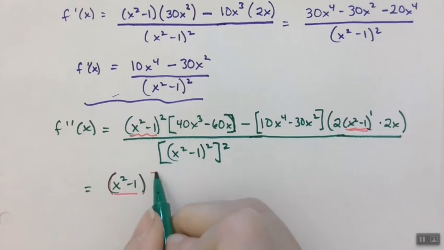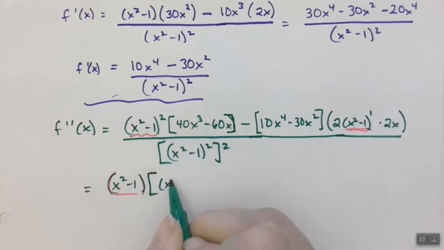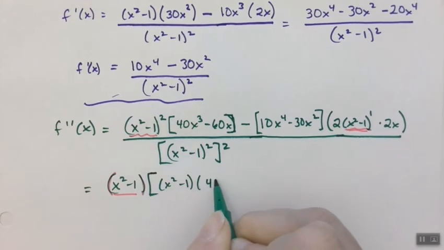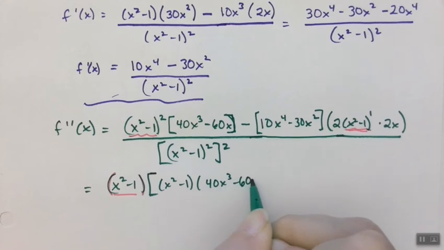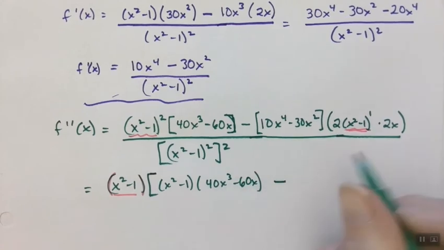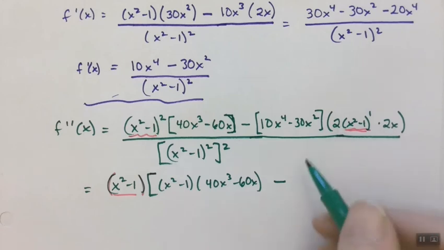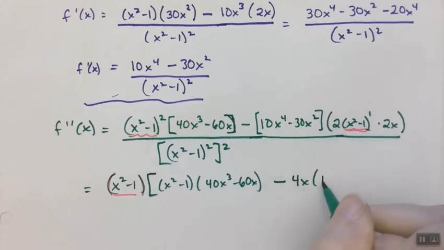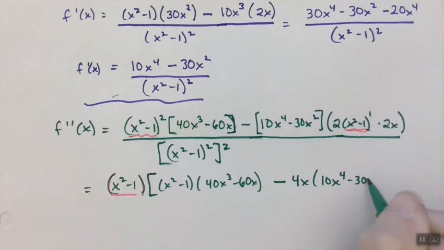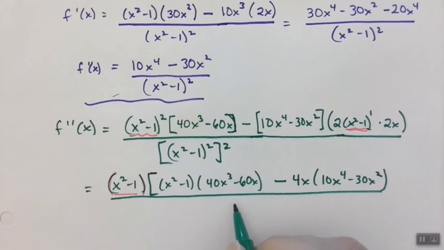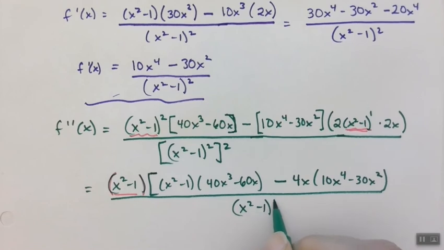And then that would leave me in this first term an x squared minus 1 times a 40x to the third take away 60x minus, right, there's a 4 here. 2 times 2 is 4. So it's 4x times 10x to the fourth take away 30x squared. This is all over x squared take away 1 to the fourth, because 2 times 2 is 4.